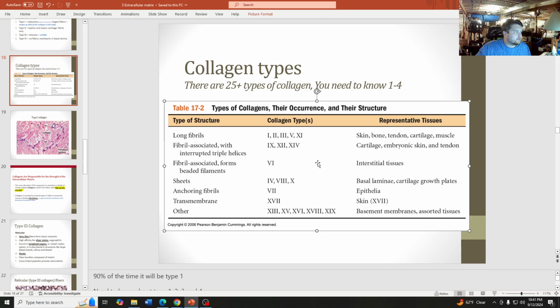So here's another little table showing all of these different collagen types. Again, we don't need to know all of them. Main ones, you need to know 1 through 4.